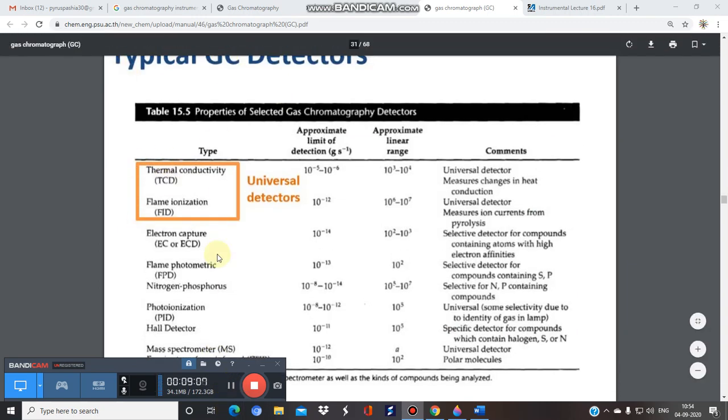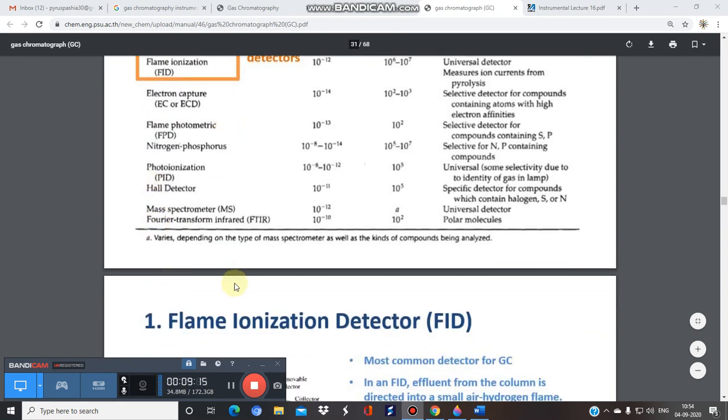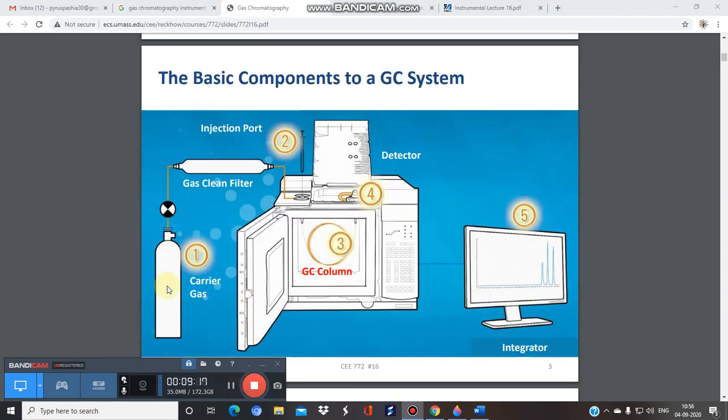After the column, we have detectors like TCD (thermal conductivity), flame ionization, electron capture, and flame photometric. Different types of detectors are used. So see again the different parts: the carrier gas, injection port, gas chromatography column, detector and recorder. Do watch the part 2 video. We will do the next part of gas chromatography in detail in part 2.